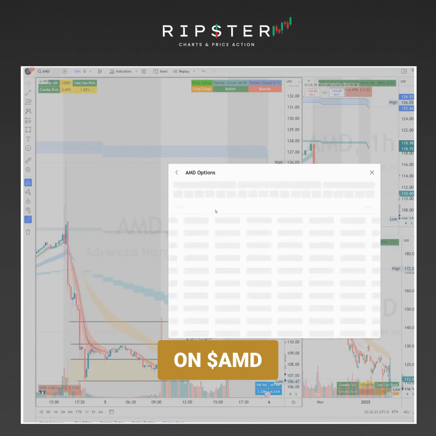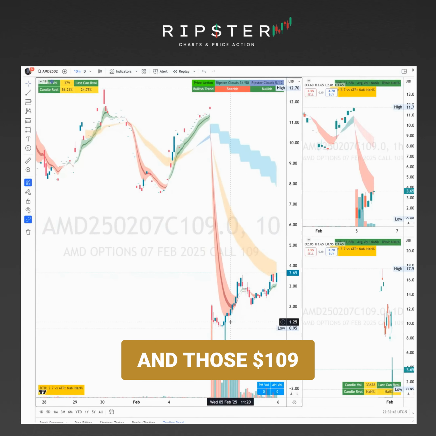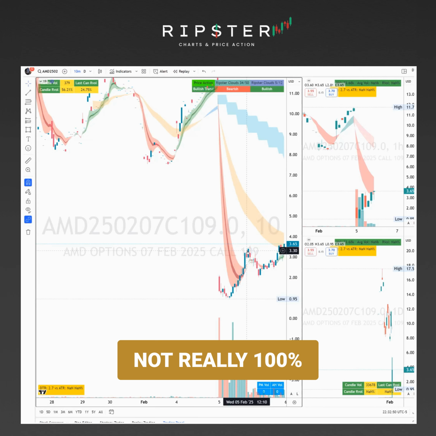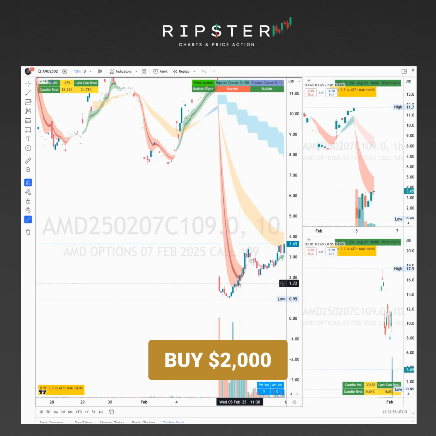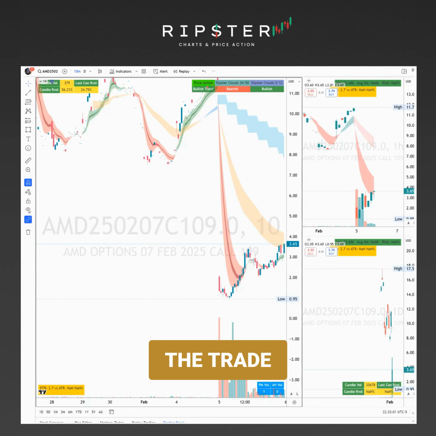Now the options on AMD, when the curl was happening, you always go into the closer long, 108, 109. And those 109s on that initial morning curls pushed from $1.70 to $3. Not really 100%, but close to that. So you could easily buy $2,000 worth of options and you could make $1,600, $1,700 on that trade. So that was the trade on AMD.